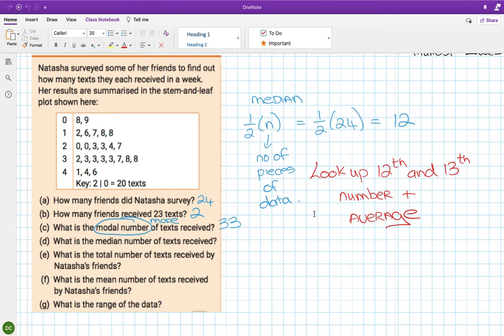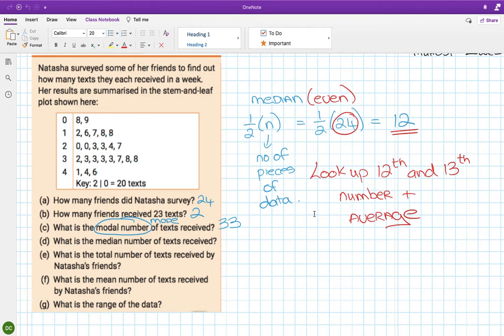I'm going to show you the other way of doing the median. You can just do the median by crossing off numbers, but there is a method to do it, and sometimes it's nice to have that method. There's a method for an even number, which is what we have here, and there's also a method for an odd number. When it's even, so when you half the number of pieces of data and what you get is a natural number, then you have to look up that number and the next number.